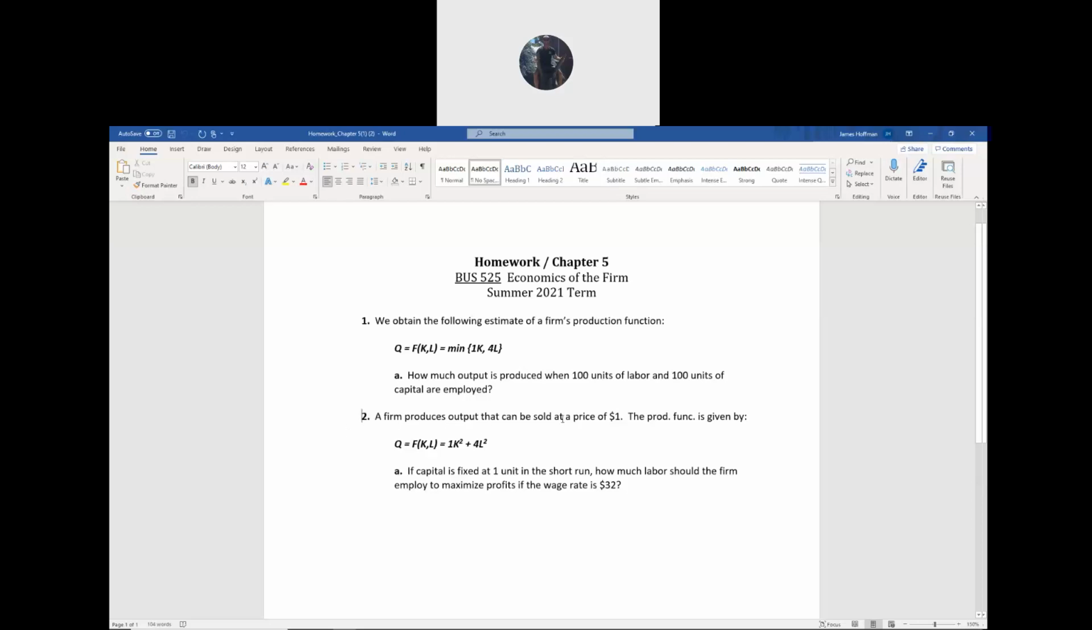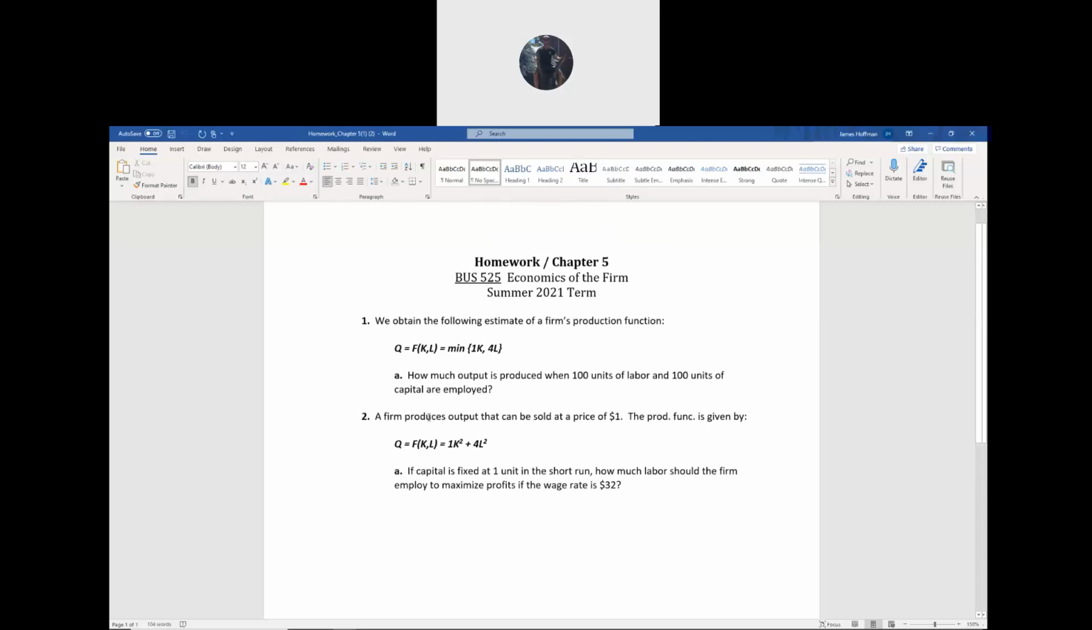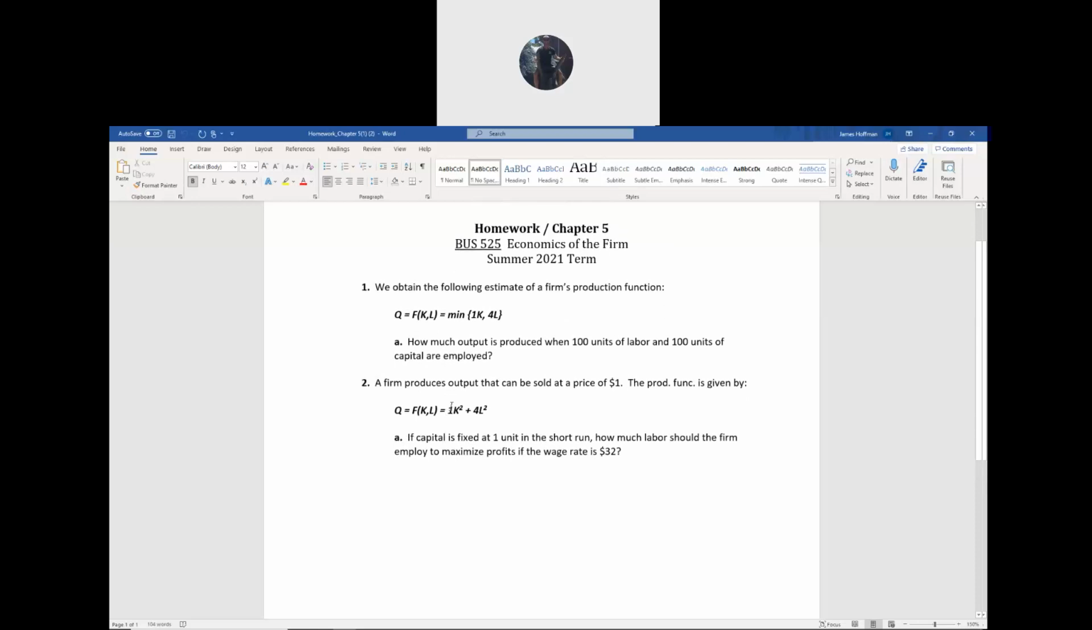A firm produces output that can be sold at a price of $1. The production function is given by this specific formula, where it's 1k squared plus 4l squared. So all you gotta do is find the condition like we did in the example where the wage equals the VMPL. The function's a little weird, but just follow that example and find the condition, like we did in the demonstration problem, where the wage rate equals the value marginal product of labor, and solve for L at that point, and that's your answer to this one. Okay?